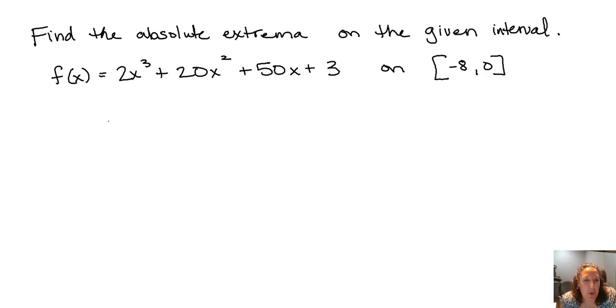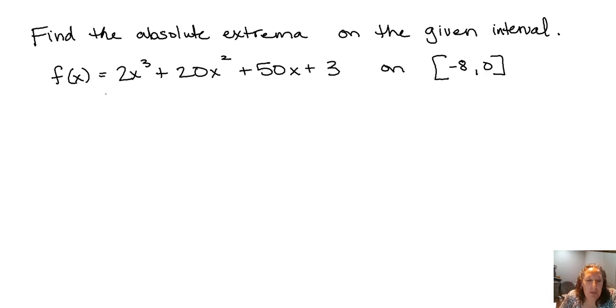Hello, in this video we're going to take a look at finding the absolute extrema, the absolute maxes and mins on a given interval. And for these examples we are going to be looking at a closed interval. Alright, so our first example we have f of x equals 2x cubed plus 20x squared plus 50x plus 3, and we're going to look at that on the interval from -8 to 0.